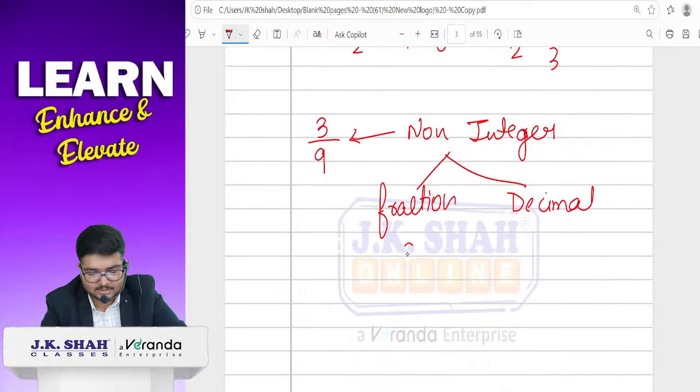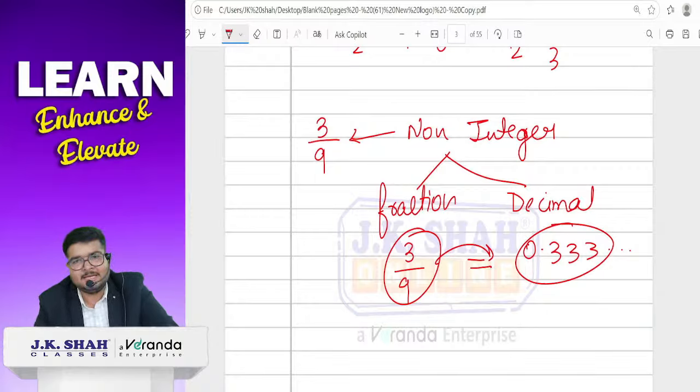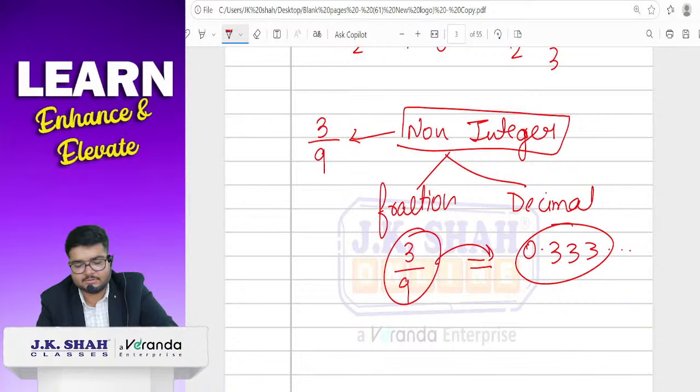If you take 3 upon 9, it is in fraction form, but when you convert this into decimal, it is 0.33333. Now this and this both are non-integers because both are one and the same, right? One is in fraction form, one is in decimal, but both numbers are included in non-integer. Whether you say 3 upon 9 or 0.333333, both numbers are non-integers slash fractions.